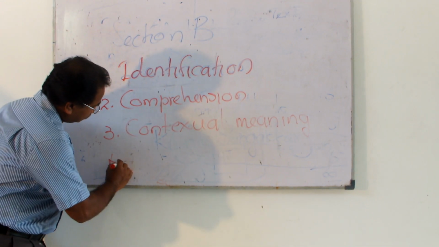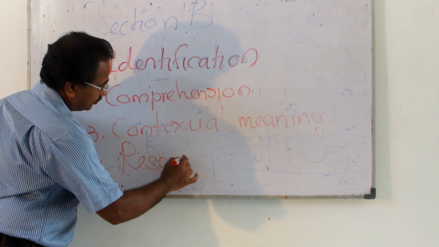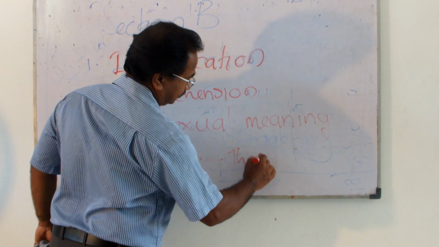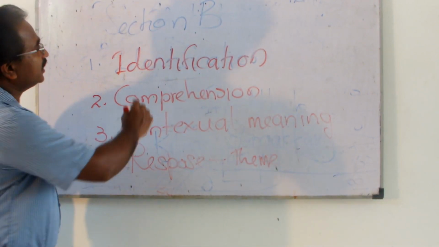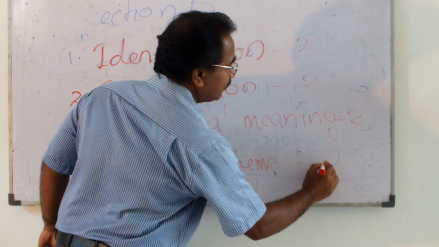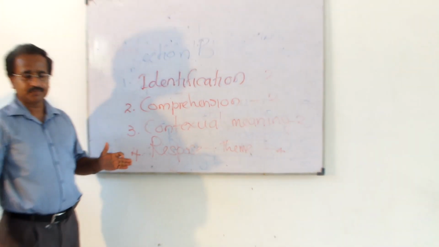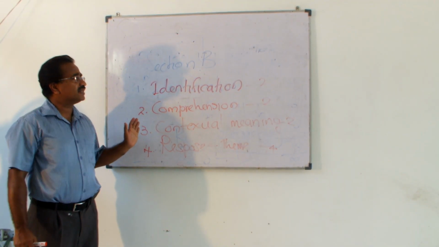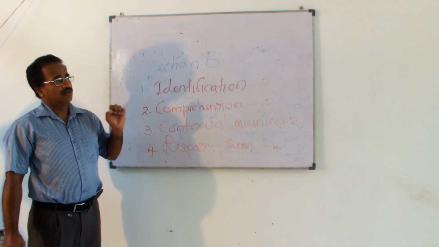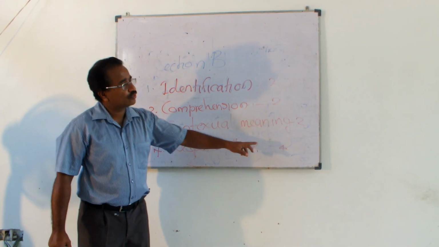The last one, your response. Most of the time it deals with the theme. So here you get 2 marks, 2, 2 and the last one 4 marks. For example, if a question is asked, what is the theme that this situation deals with? So you write, tradition versus modernity is the theme. Then you get only 1 mark out of 4.